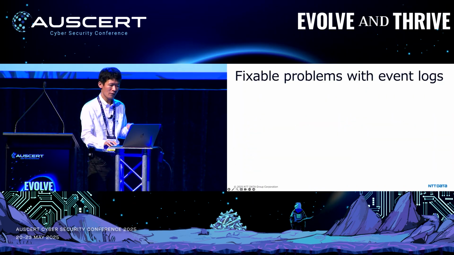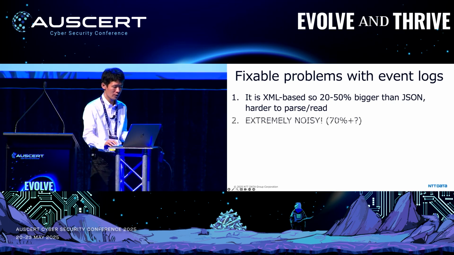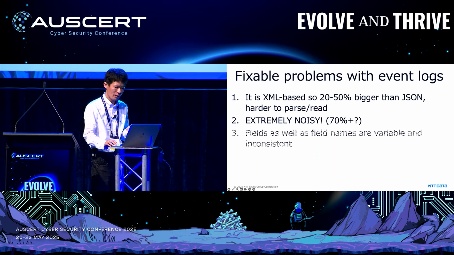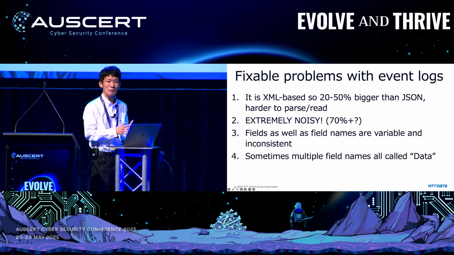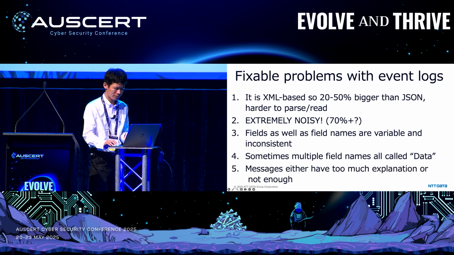Next, I will explain fixable problems with event logs. It is XML based, so 20 to 50% bigger than JSON, harder to parse and read, and extremely noisy, maybe 70%. Fields as well as field names are variable and inconsistent. Sometimes there are multiple fields named Data. Messages either have too much explanation or not enough.